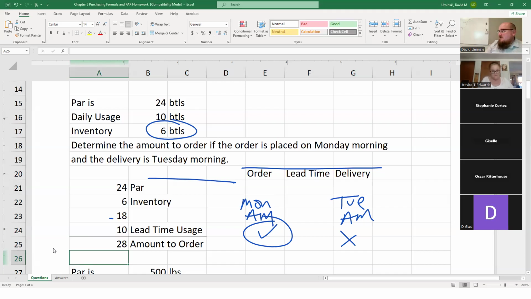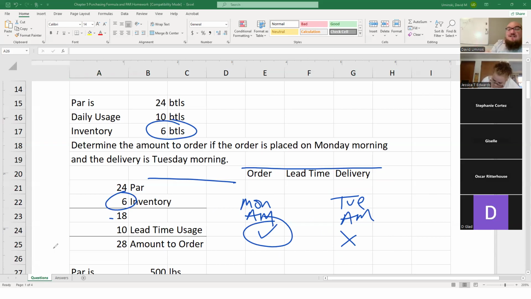Anybody see anything odd or interesting about these numbers on this particular problem? Thoughts? Laura, do you see anything? Is it because you're ordering more than the par? Yeah, we're ordering more than our par, right? We're ordering 28, but my par is only 24. Okay, so mathematically, we want to order 28, but in reality, we'd only order 24. Why? Because that's our par. And why are we ordering more than our par mathematically?